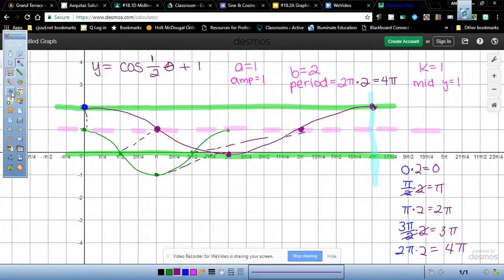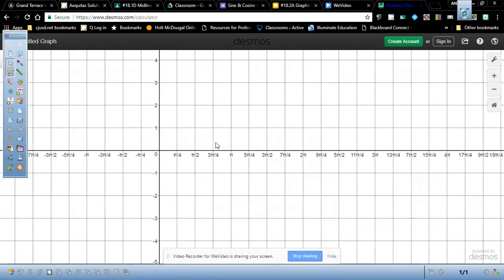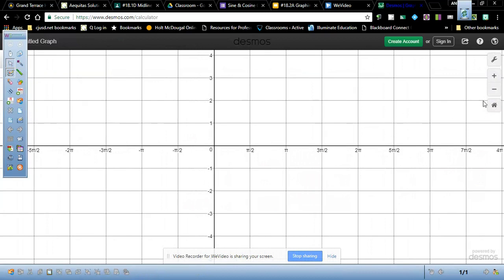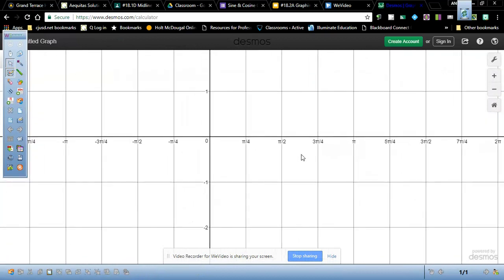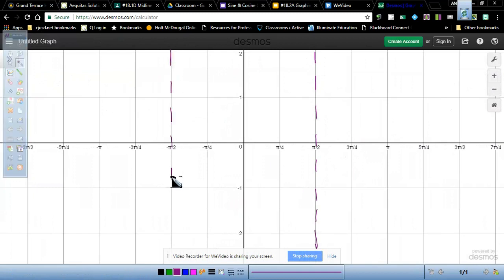So the next one we're going to look at is tangent. My basic graph of tangent has vertical asymptotes through pi over 2 and negative pi over 2, because these are the values on the unit circle that tangent is undefined. When we have an undefined portion of a graph, we get a vertical asymptote. So we have vertical asymptotes through plus or minus pi over 2.